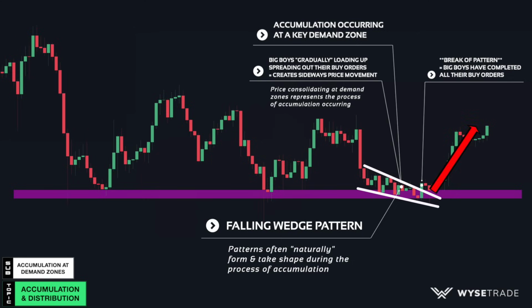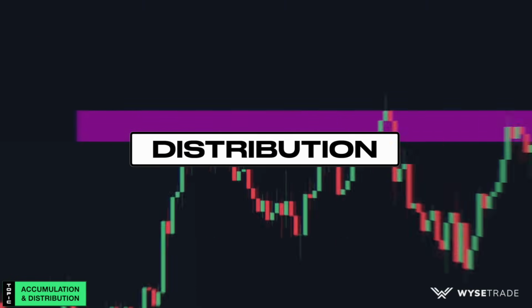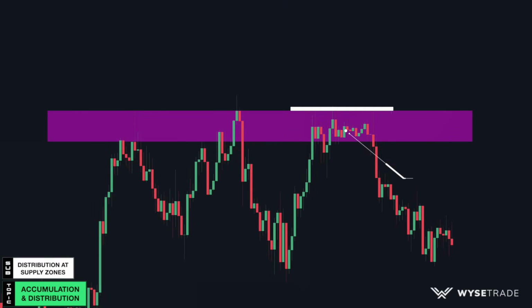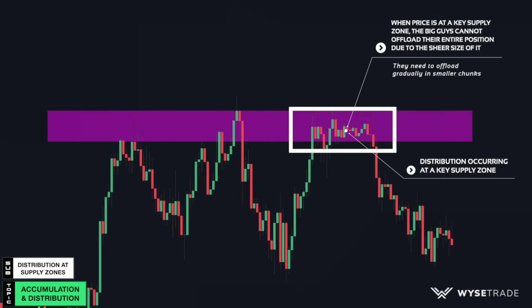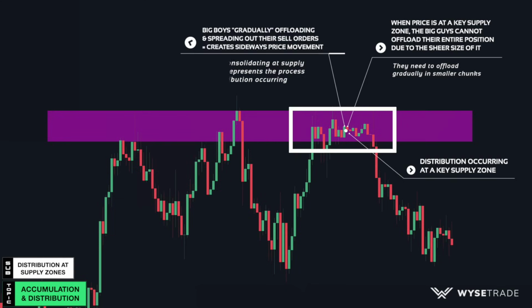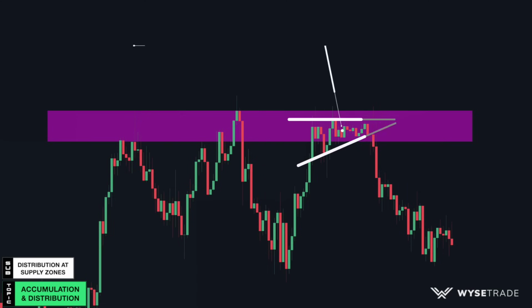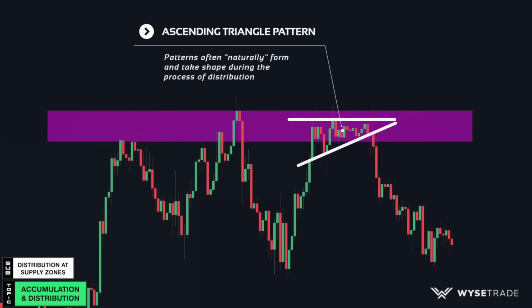Now, moving on to the concept of distribution. When price is at a key supply zone, the big guys cannot offload their entire position all at once due to the sheer size of it all. They need to offload gradually and in chunks. This again causes sideways price movement and consolidation to form, and it's a reflection of the process of distribution. Notice how this distribution process also forms an ascending triangle pattern. Once all their selling is done and all new short positions are complete, a massive reversal occurs.